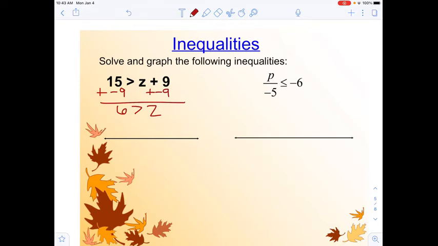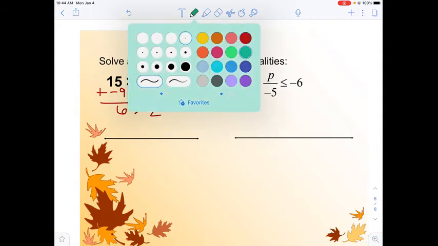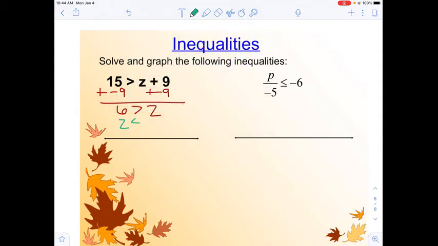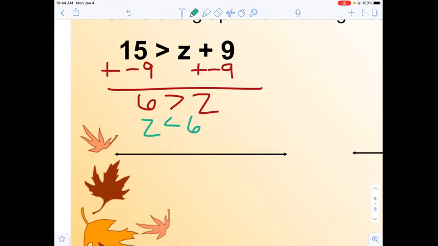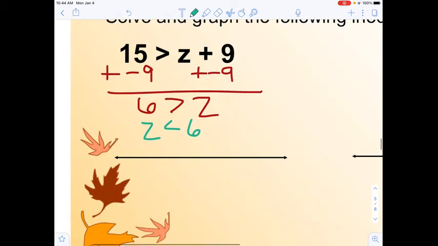Now, what I like to do is I always like to have the variable first. So I'm actually going to flip this around and write it as z is less than 6, because it makes it easier when we graph. So I'm going to plot the number 6 because that's the number I'm working with. I'm going to do a couple numbers to both sides, just creating a number line here.